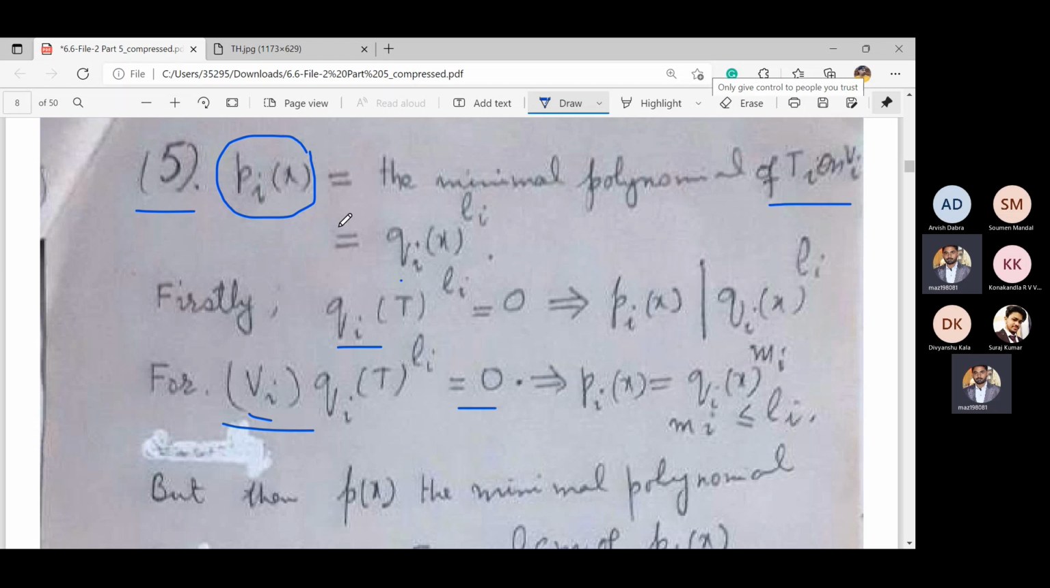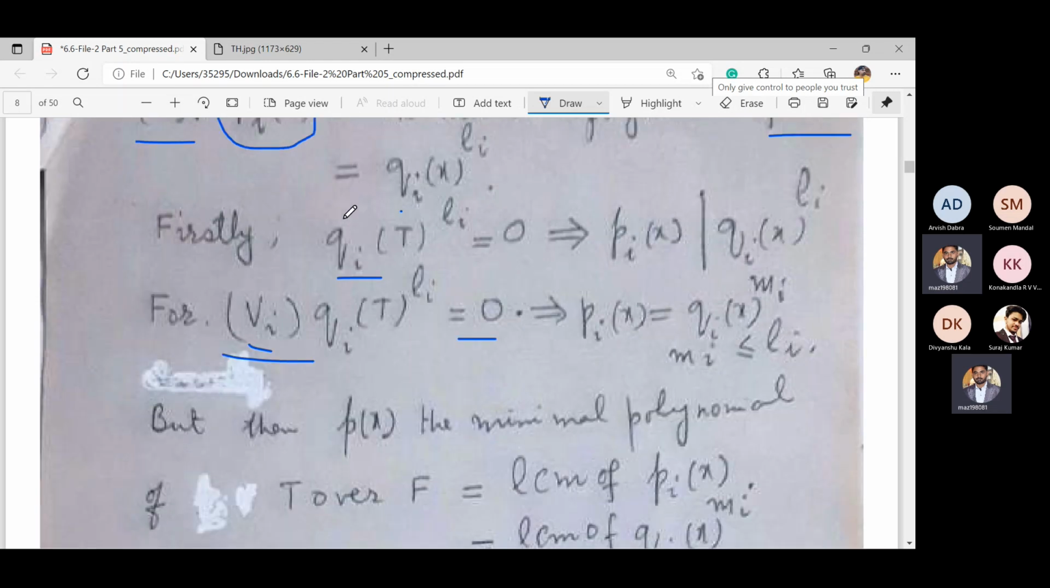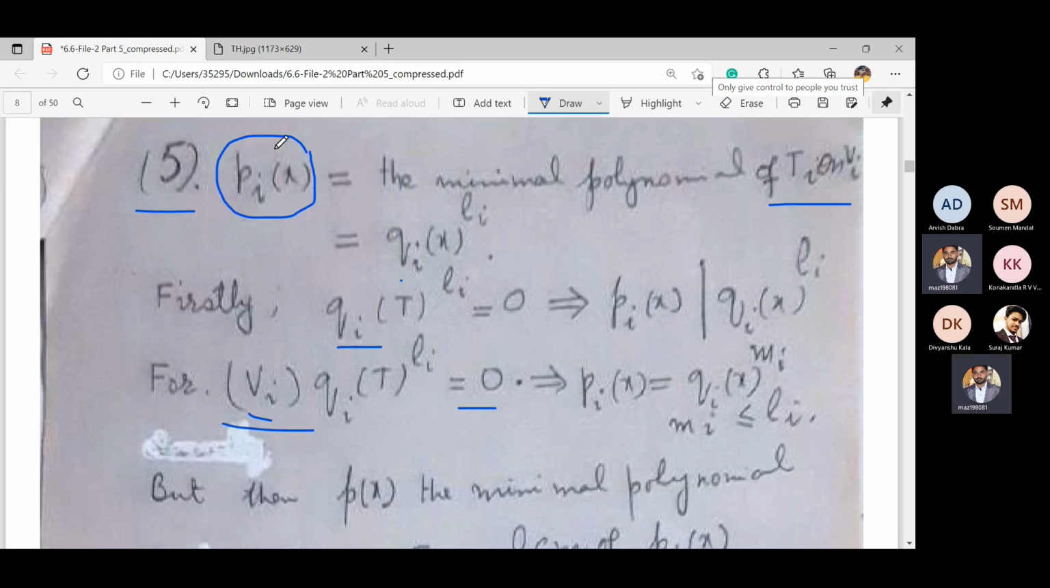Meaning if we restrict T_i to V_i, then it becomes the 0 operator. By the property of the minimal polynomial, the minimal polynomial P_i(x) divides every polynomial which annihilates the operator. Here the operator is T_i and the minimal polynomial is P_i, and q_i(x) raised to the power l_i is satisfying the operator T_i. So this implies that P_i divides the polynomial. The minimal polynomial that we assumed, P_i(x), must divide the polynomial q_i(x) raised to the power l_i.